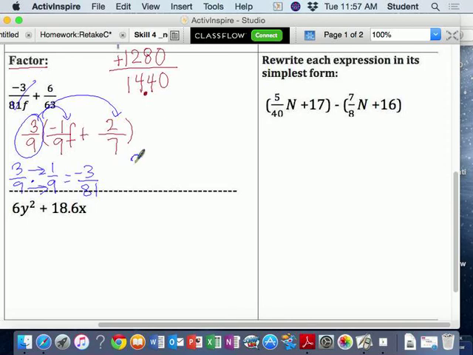So now we have 3 over 9 multiplied times 2 over 7. 3 times 2 is 6. 9 times 7 is 63. So does this match this? Yes, it does. So this is the correct answer factored.